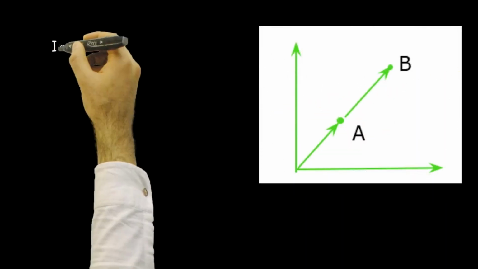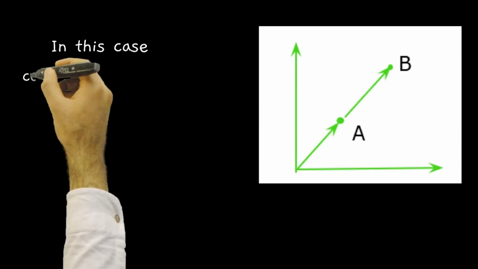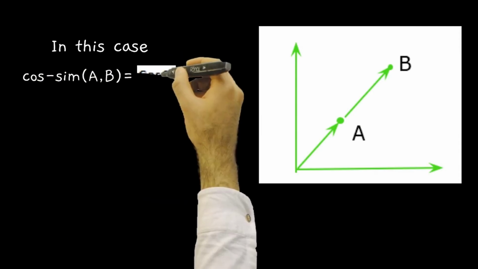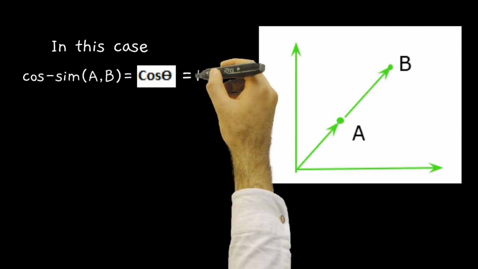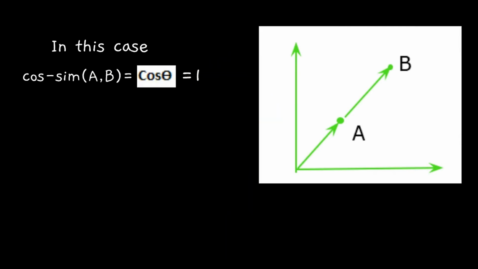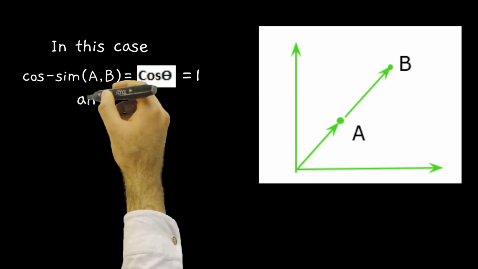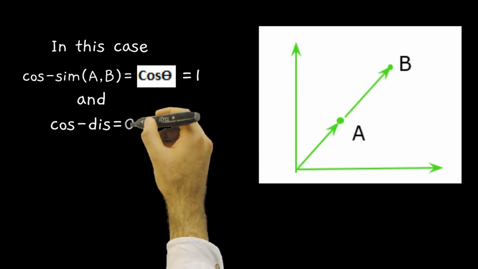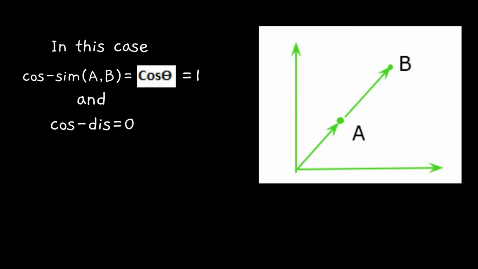Now let's take another example. Suppose I have 2 points A and B as mentioned in this graph. In this case, cosine similarity between A and B is equal to cos theta is equal to 1, since the angle between A and B is 0 degree here, and we know that cos 0 degree is equal to 1. So cosine distance becomes 0. We have just seen the formula of cosine distance in terms of cosine similarity, right? So cosine distance or cosine similarity uses the angle between 2 points.